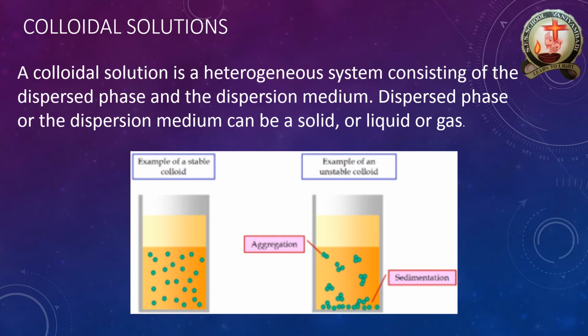Then see, I am showing you one picture here. Example of stable colloidal. Example of unstable colloidal. If you take a new paint box, the paint is fully there, and you can store it for up to a year.